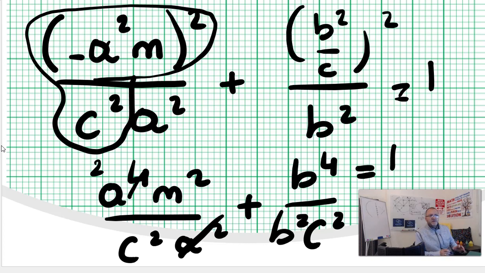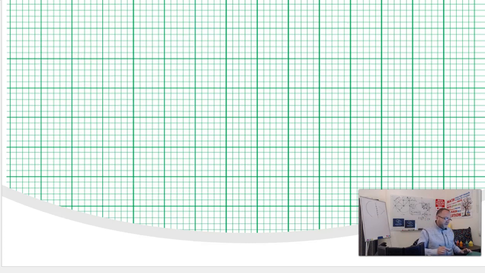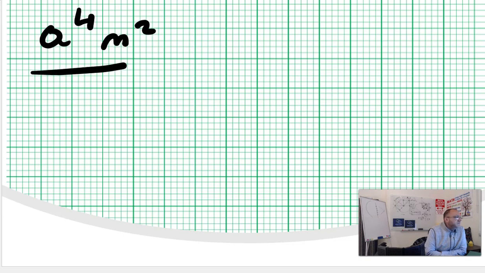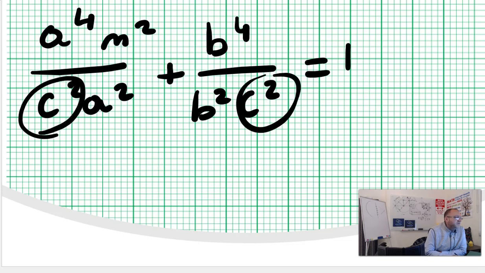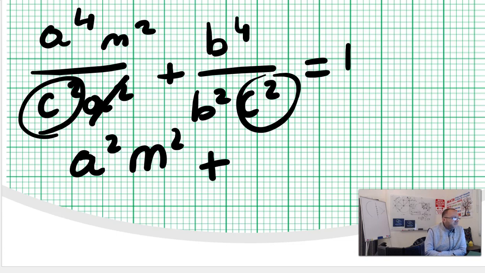It's a common denominator, so I can move it to the other side. Lisa, James, did you understand why? It's a common denominator, so I can move it to the other side. So this is what I have: a4 m2 divided by c squared a2 plus b4 divided by b2 c squared equals 1. I'm just going to move the common denominator over there, and then this one goes away. This becomes a2 m2 plus b2, because I only end up with b squared, equals c2.